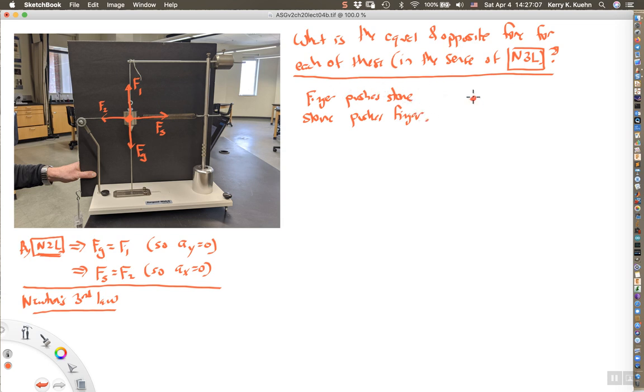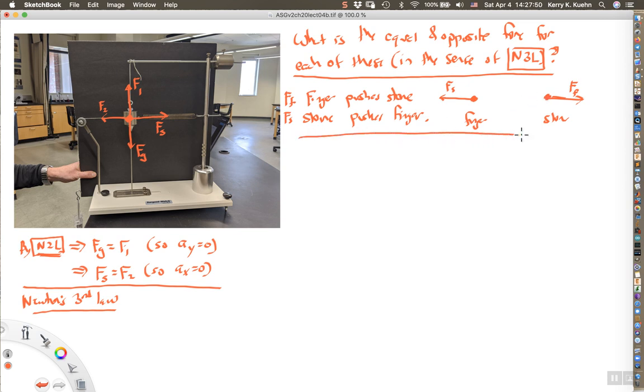But in this case, you've got two objects. You've got your finger and you've got the stone. Your finger is pushing on the stone. This we might call force, force sub F. That's the finger pushing on the stone. And then the stone is pushing on your finger. That would be the force of the stone, let's say, pushing on your finger. Notice that these two forces are equal in size and opposite in direction, but they're acting on two different bodies. They're interaction forces. Those are the two equal and opposite forces that Newton is talking about.